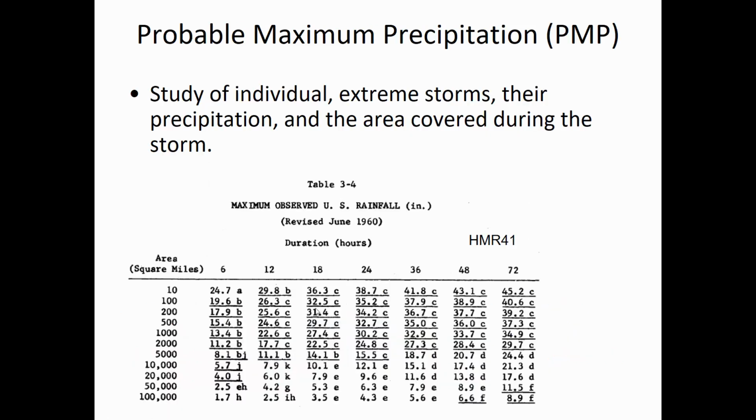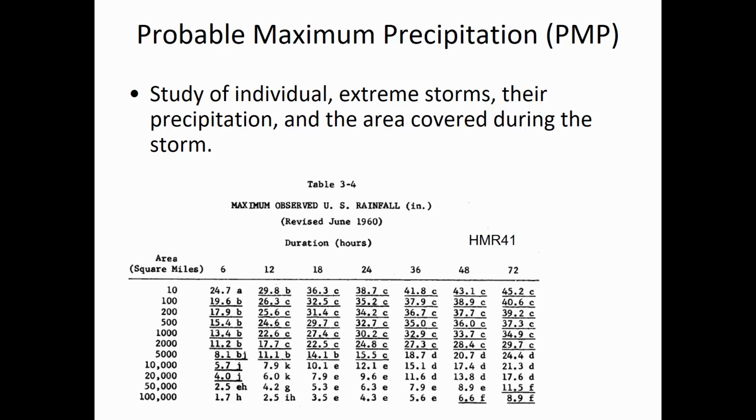And here are some tables. There's a publication, HMR 41, and I'm sure it's been revised since 1960, but this is a figure that's in your textbook that's showing for a certain watershed area what you could expect the rainfall amounts to be based on how long the storm was. And so, for instance, if you have a relatively small watershed and a 6-hour storm, for a 10-mile square watershed, over that average of the 10 miles, you may see 24 inches of rain in 6 hours as a probable maximum in the United States.